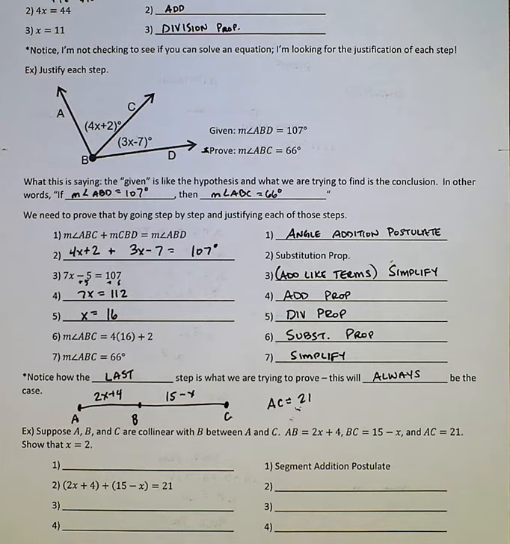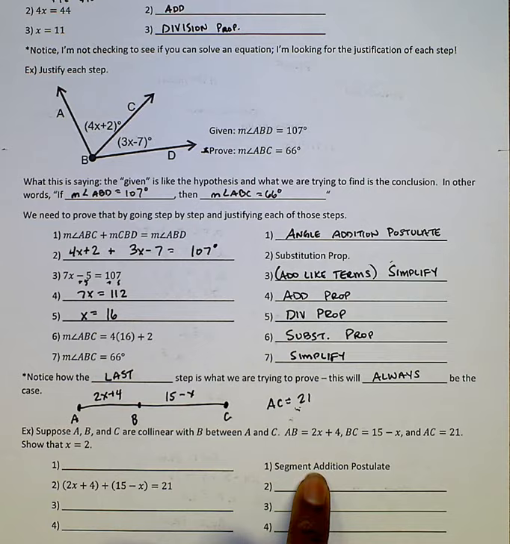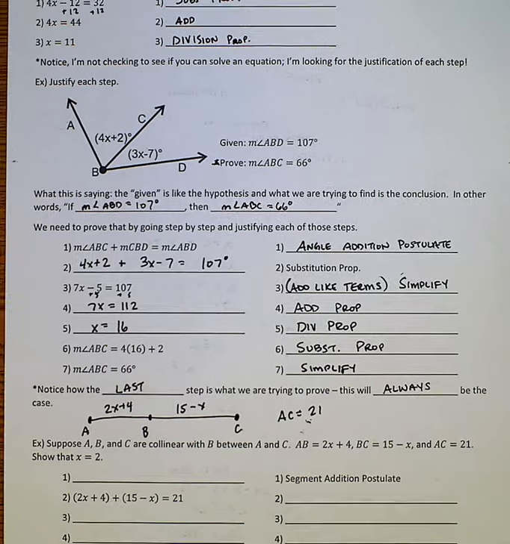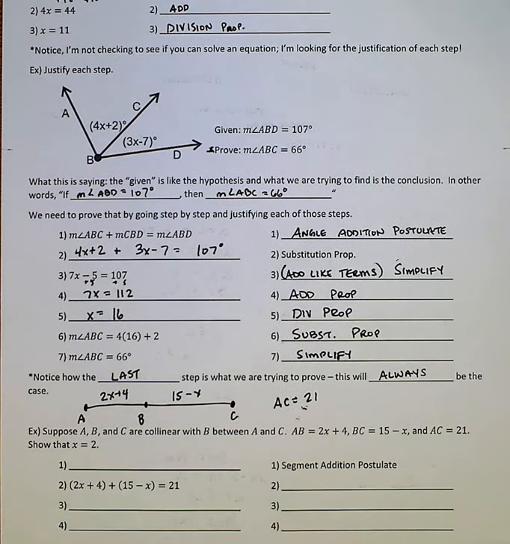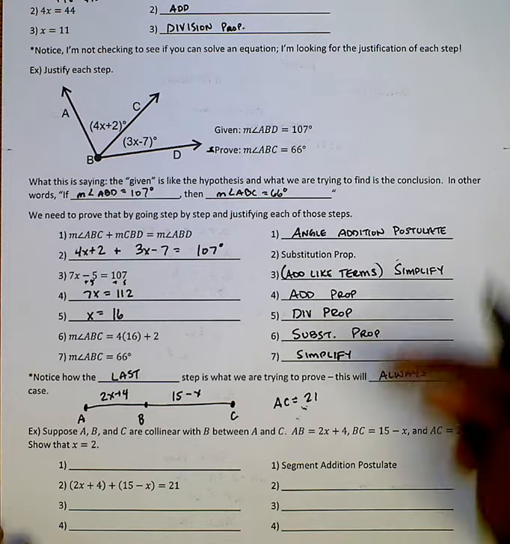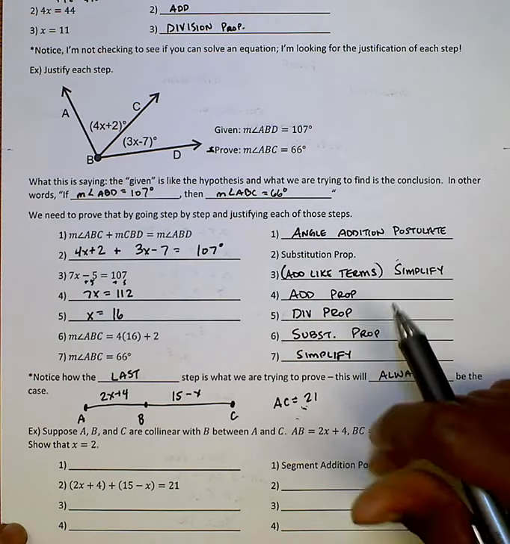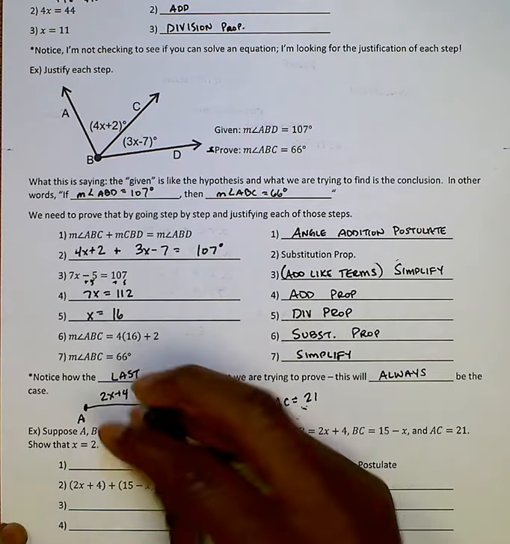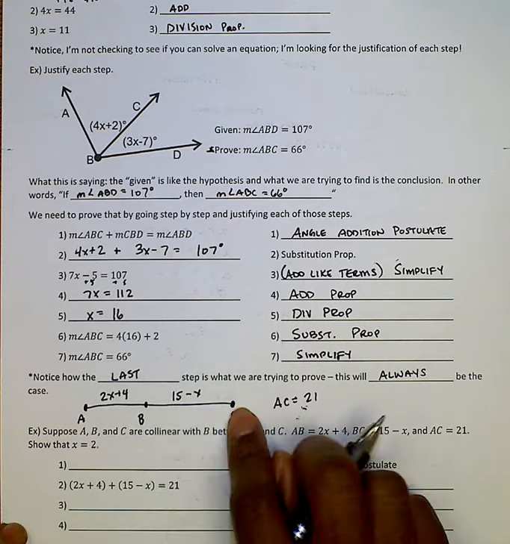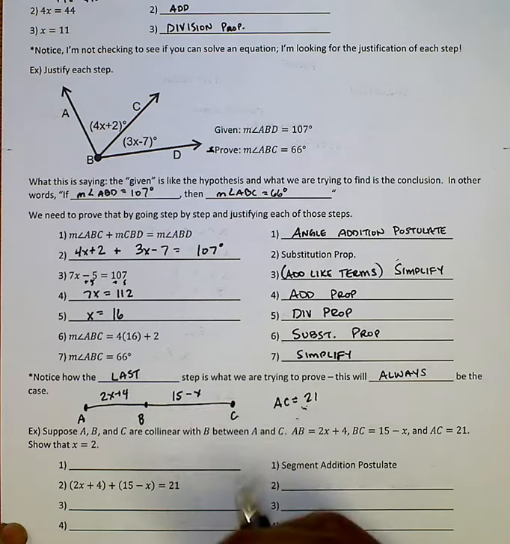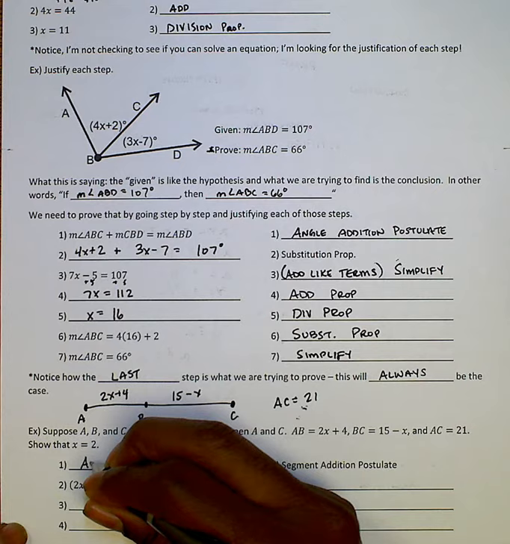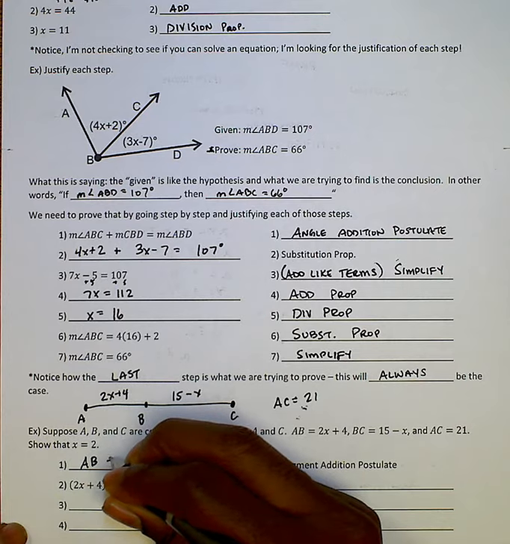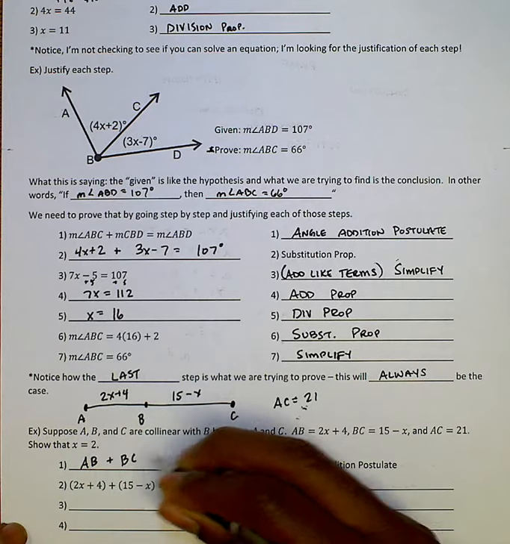Alright, so from here what we're going to do, and again they kind of gave us a hint by giving us a justification for what we should do, we're going to set this up with the segment addition postulate. Remember that says that if we have two segments that add up to a whole line, the sum is the whole line. So I'm going to say, okay, well, I know that AB plus BC equals AC.